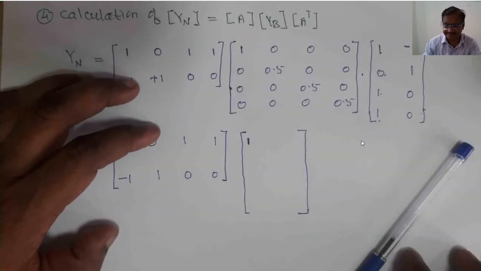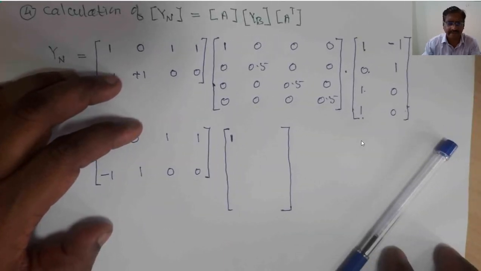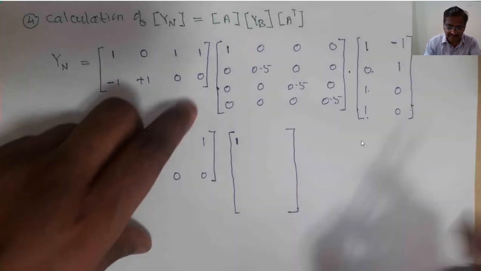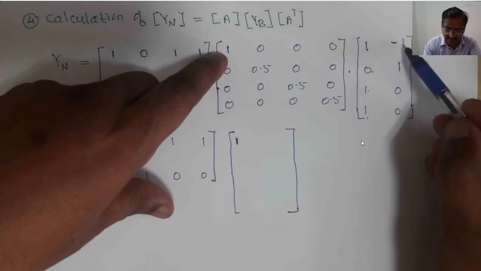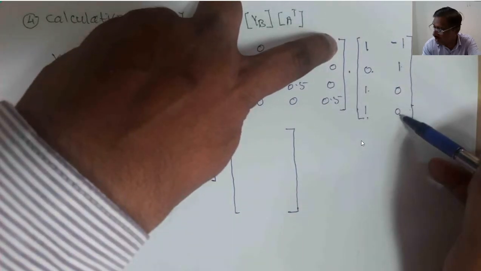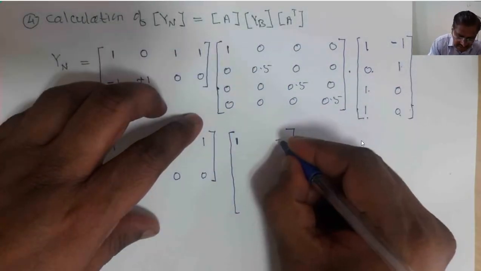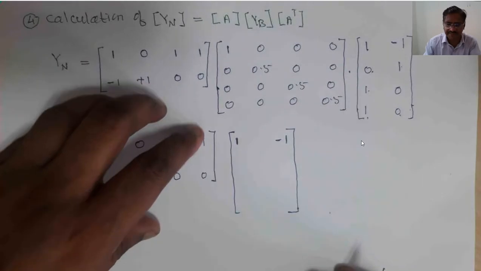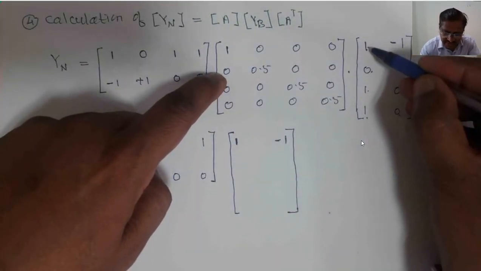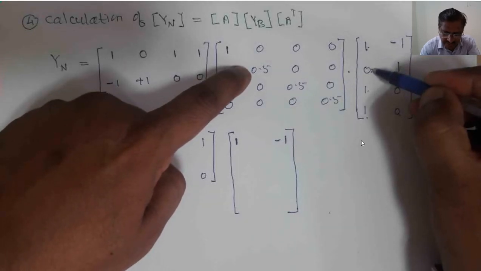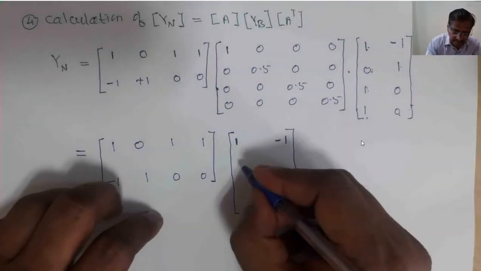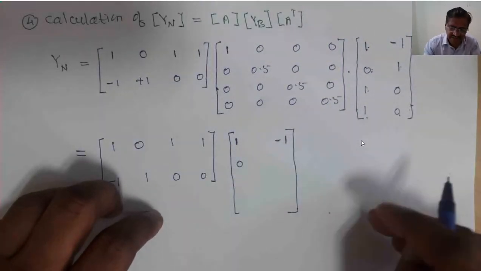How is the second entry? In this particular case, the second entry will be 1 into minus 1 is minus 1, 0, 0, 0. This next entry will be minus 1. Then second row first column: 0 into 1 is 0, 0 into 0.5 is 0, this is 0 and this is 0, means that complete entry will be 0.